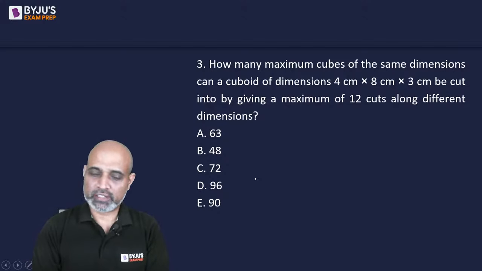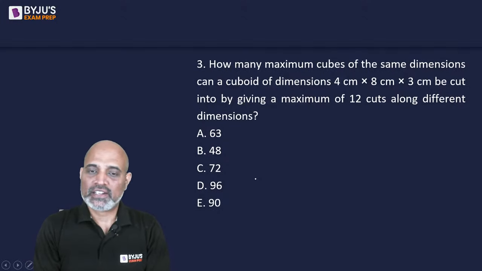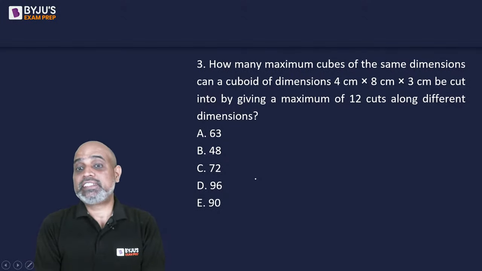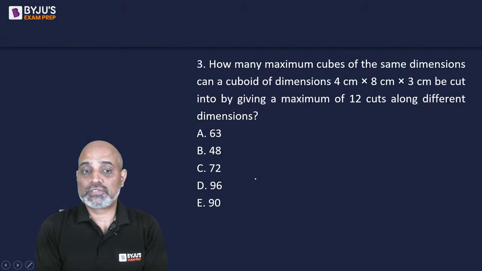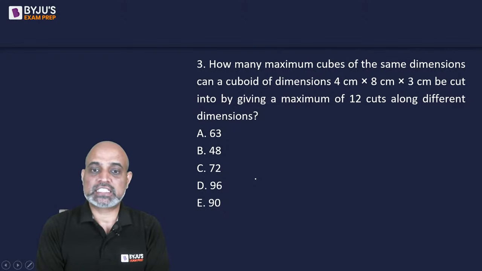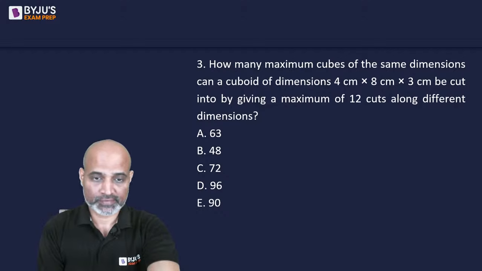Crisscross wala thoda lamba tha, right? Next one. How many maximum cubes of the same dimensions can be cut off? Can a cuboid of dimension 4, 8, 3 be cut by giving a maximum of 12 cuts along 3 different dimensions? Okay.